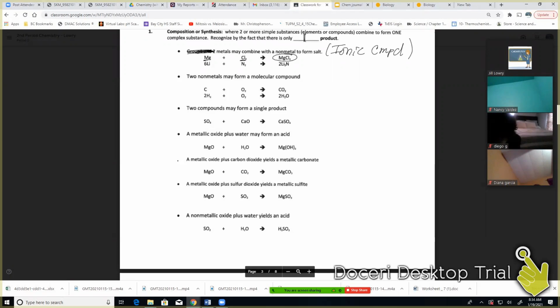The next one is when I have, instead of a metal, two non-metals, and that comes together to form a molecular compound, which is another word for a covalent compound. So carbon is a non-metal, oxygen is a non-metal, and they come together to form a covalent compound, still only one product.